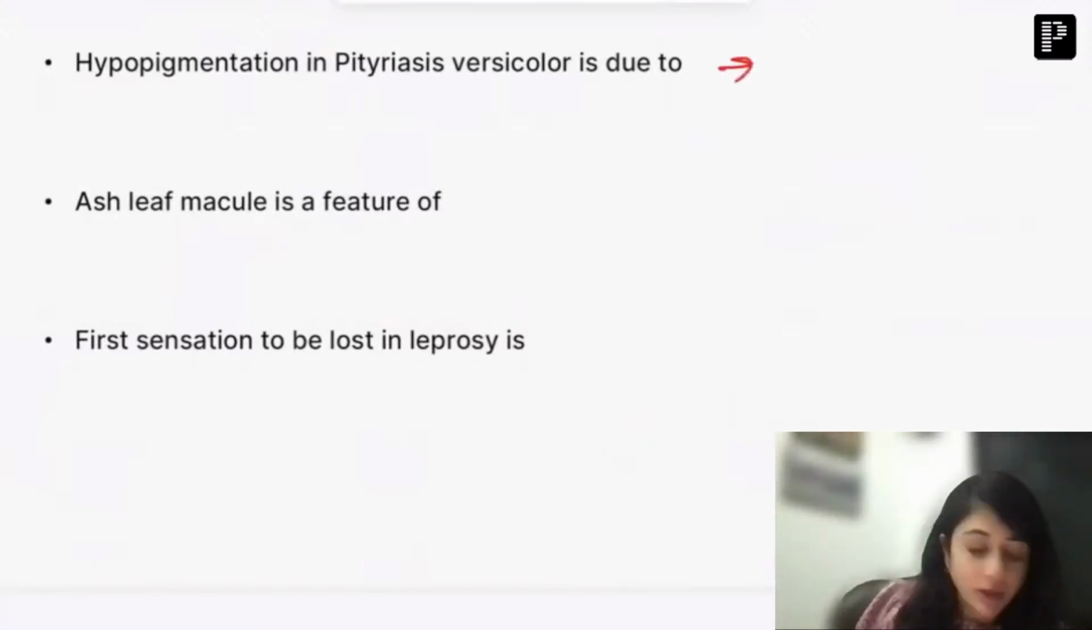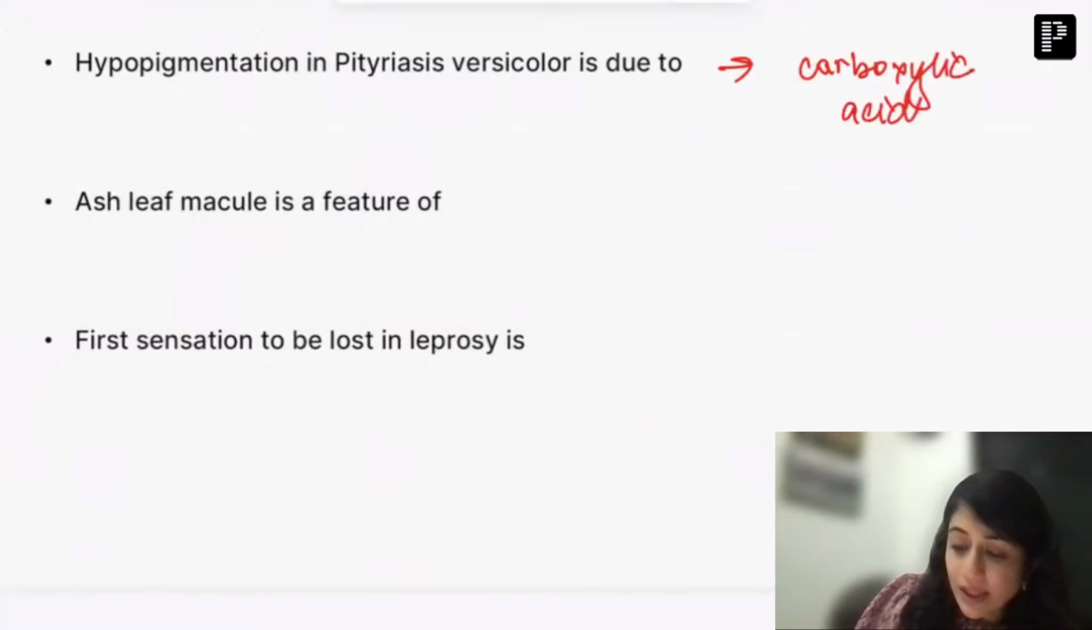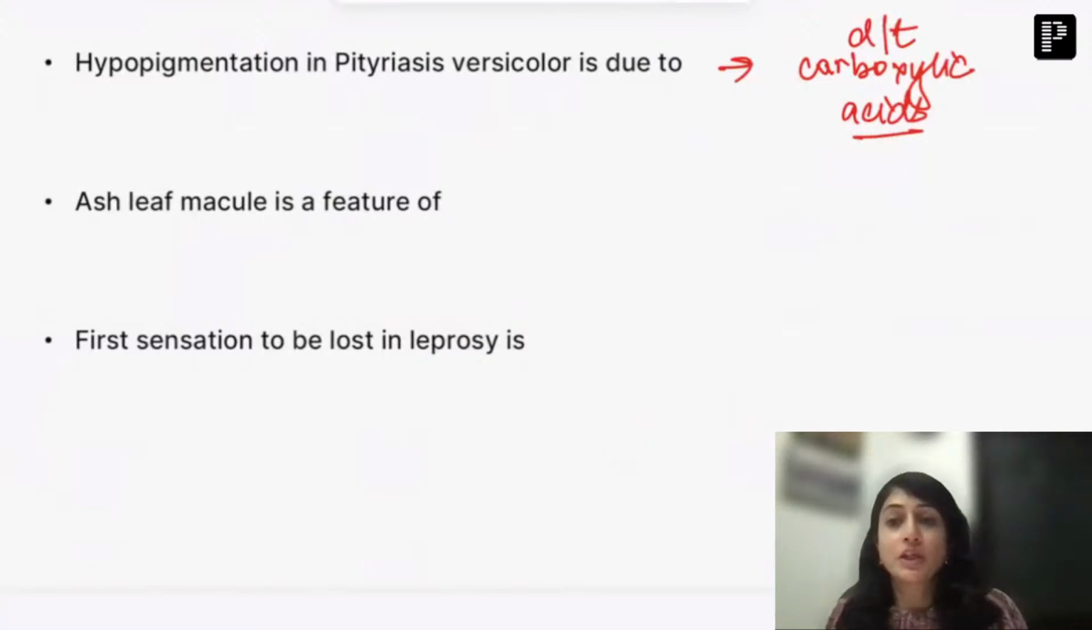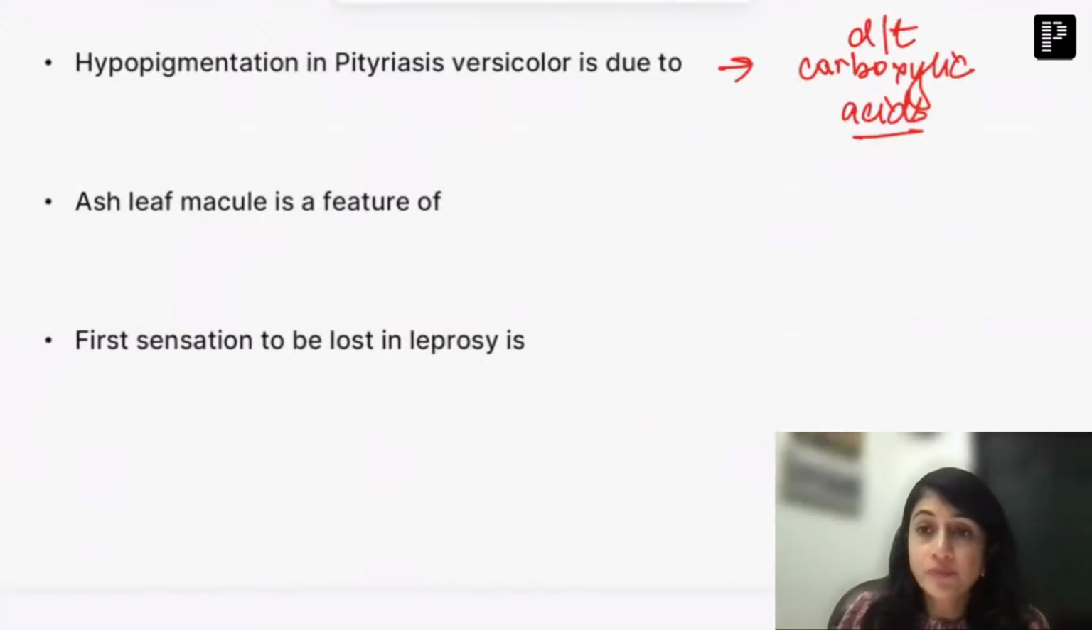So this is something that you would be knowing. It is due to production of carboxylic acids. So due to production of carboxylic acids, there is hypopigmentation in pityriasis versicolor.